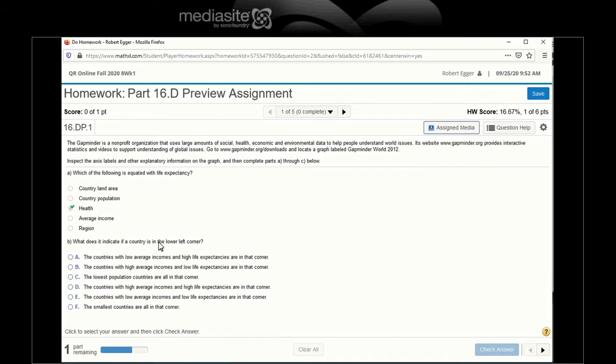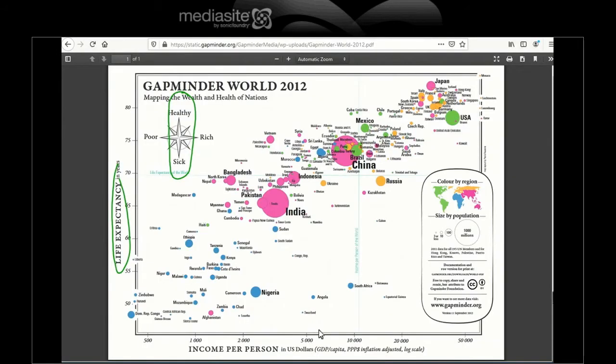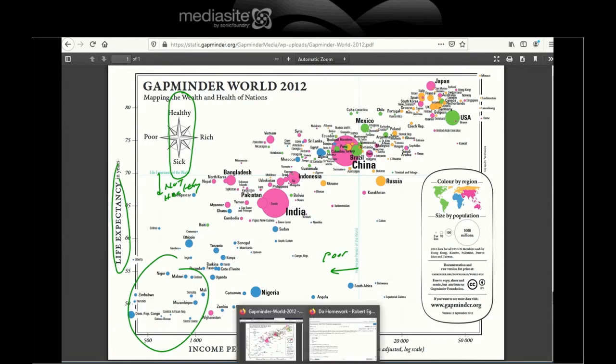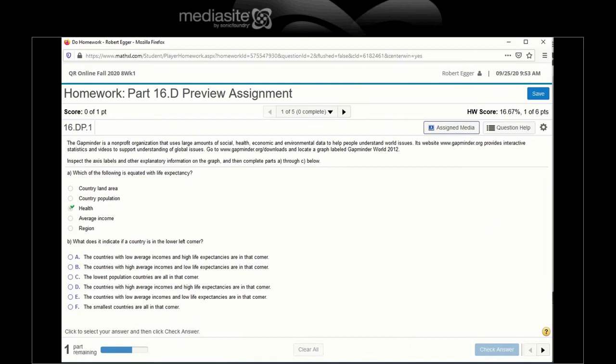What does it indicate if a country is in the lower left? Now this is not healthy over here. This is poor. So down in this region, not healthy and not rich, or less healthy and less rich.